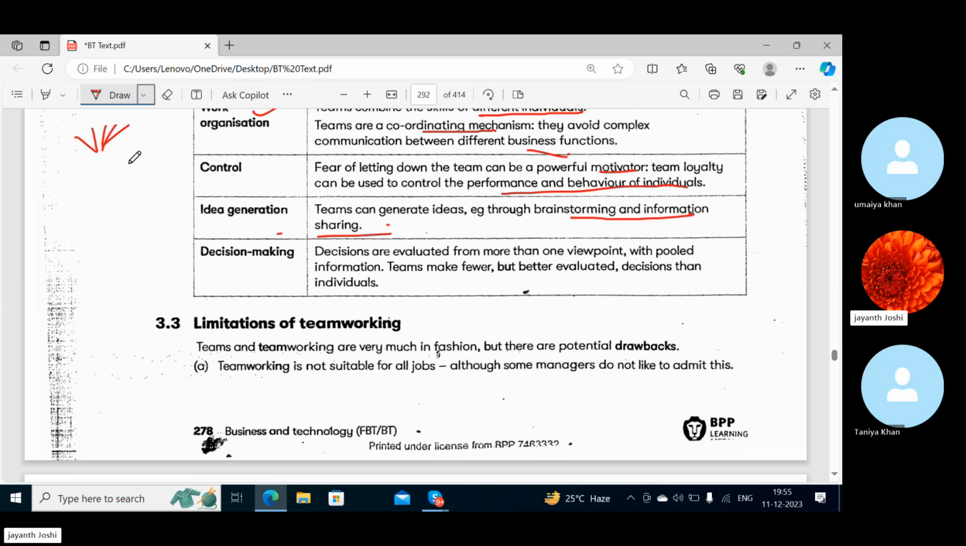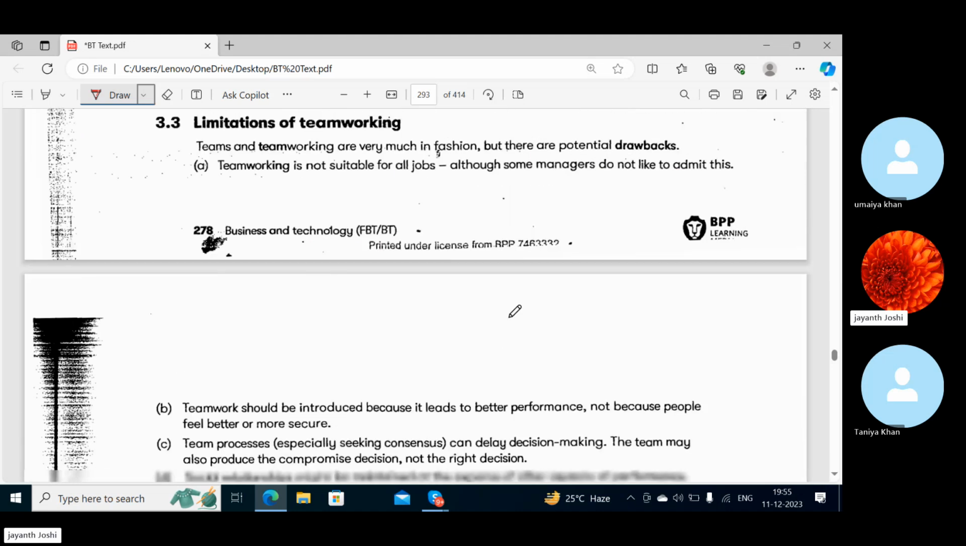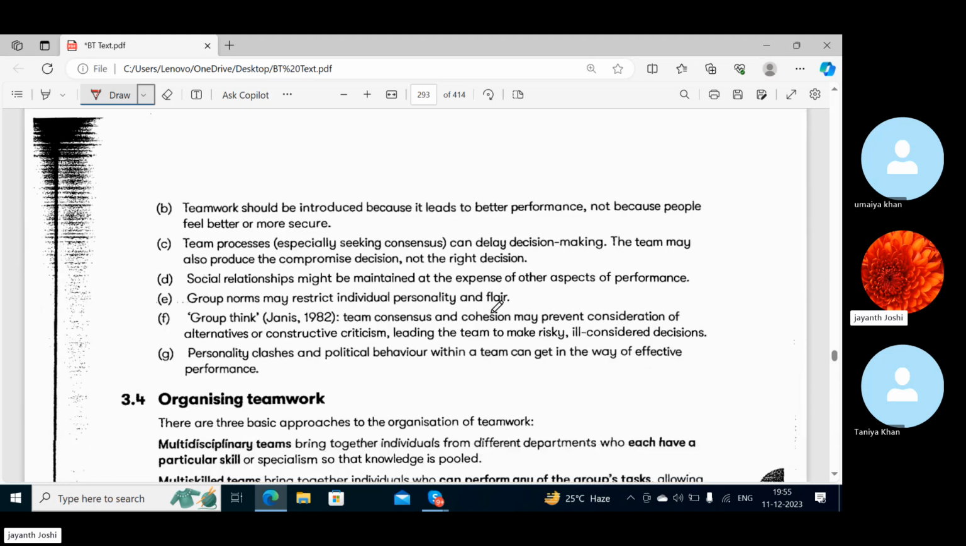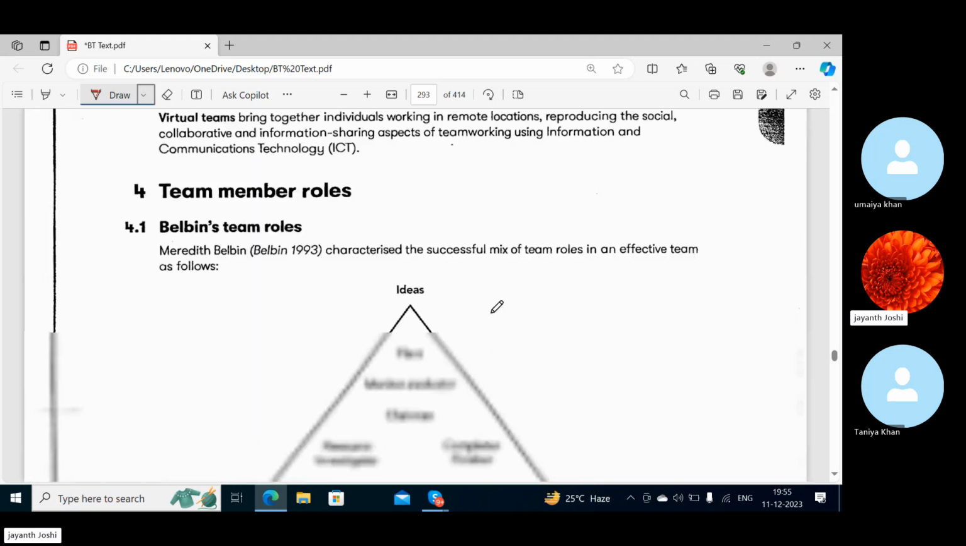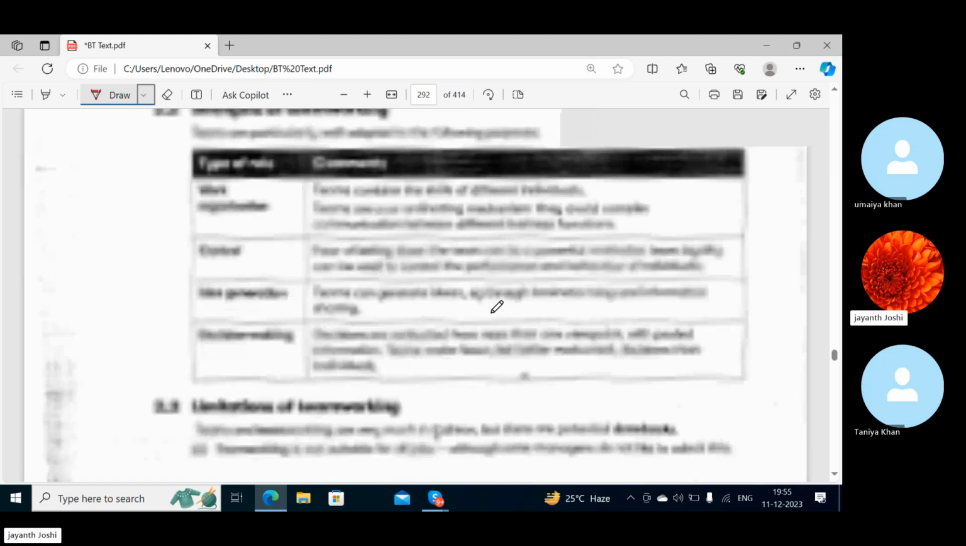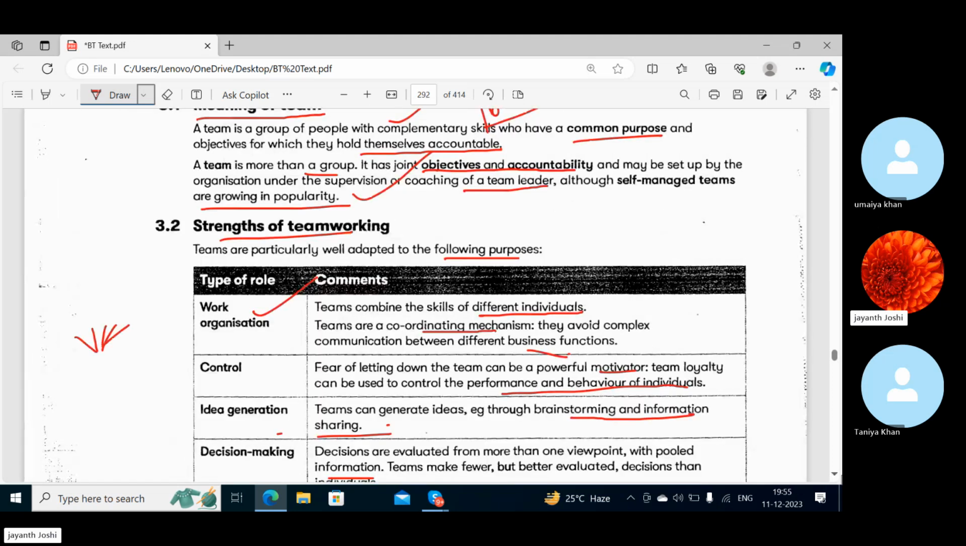Decision making, decisions are evaluated from more than one viewpoint with pooled information. Teams can make fewer but better evaluated decisions than individuals. That is what we have discussed about the advantages of team. Now let us also understand the disadvantages of teams or limitations.